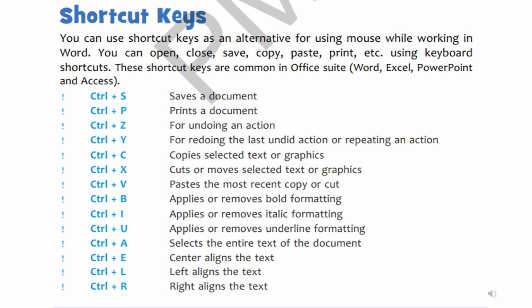Ctrl+B is used for making the text bold. For italic we will use Ctrl+I. Ctrl+U will underline your text. First you should select it. Ctrl+A will select the whole document, and center align the text by Ctrl+E, left align by Ctrl+L, and right align by Ctrl+R. So these are the shortcut keys that you have to learn by heart.